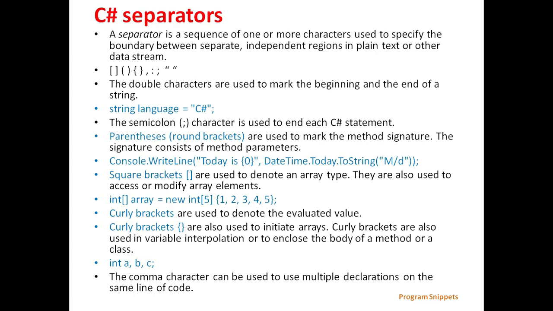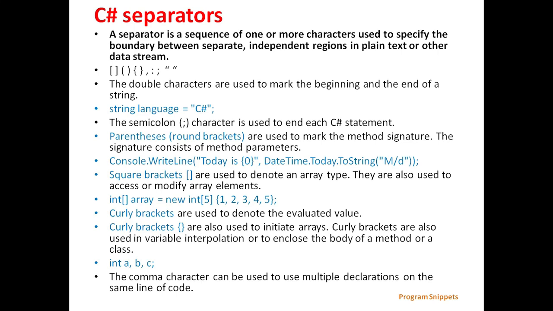Then separator. A separator is a sequence of one or more characters that are used to specify the boundaries between separate independent regions in plain text or other data stream. Different separators in C# are square brackets, parentheses, curly braces, comma, colon, semicolon, and double quote. The double quote characters are used to mark the beginning and end of a string. string language = "C#", enclosed within double quotes. Here the string variable language is defined and assigned the value C#.